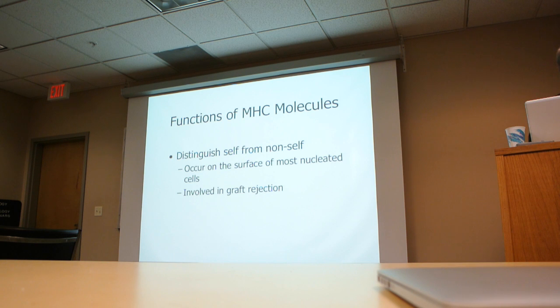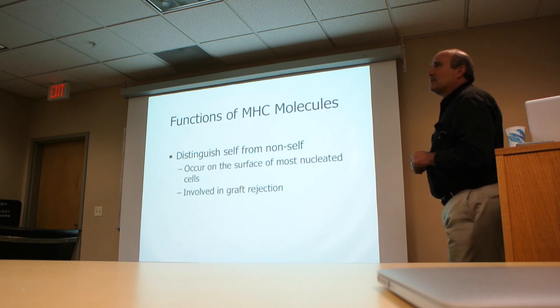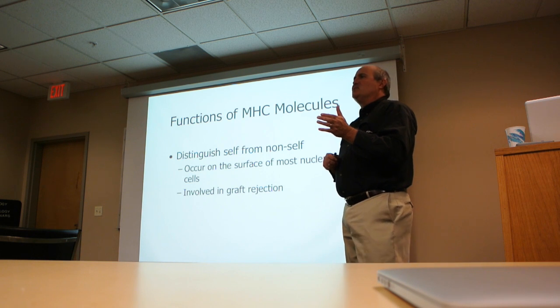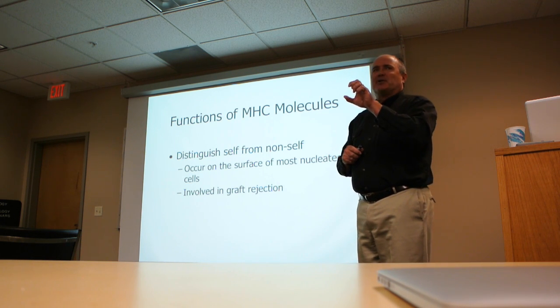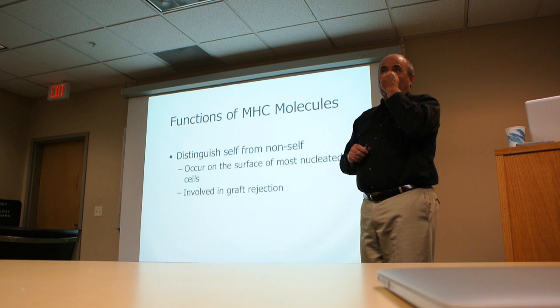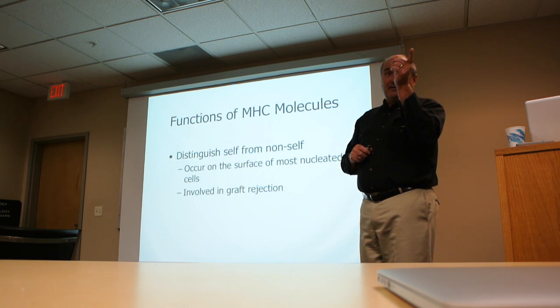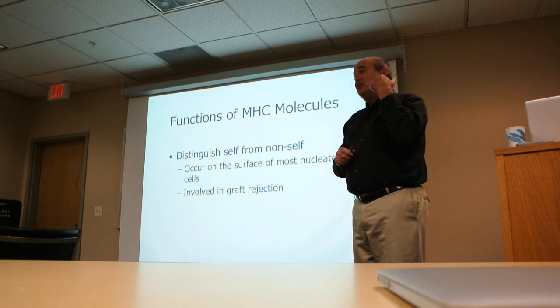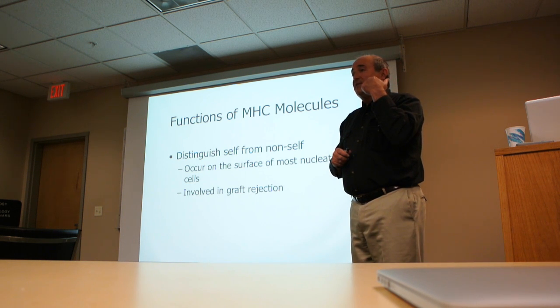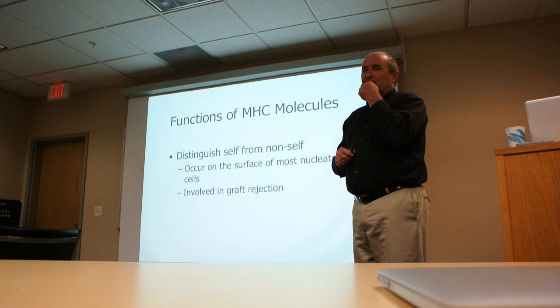Yeah? So this says that the person suffers from most nucleated cells. Does that mean red blood cells do not have any? Yeah, so I think I made the statement that MHC class 1 in my overview is expressed on nearly all cells. The exceptions for MHC class 1 are red blood cells, cells in the brain, nerve cells and so forth, and some other privileged sites.